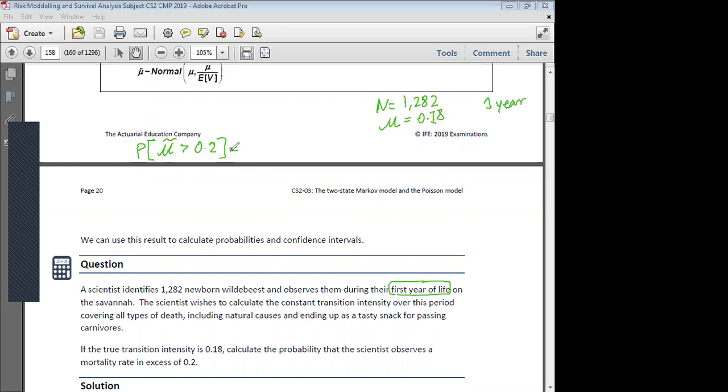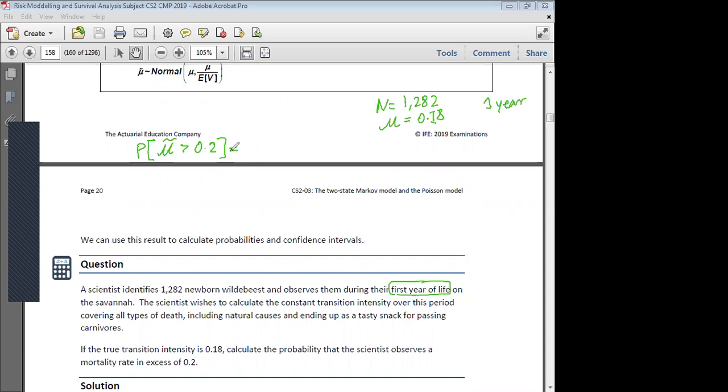What else should we know? Distribution of mu. Exactly right. So we should know the distribution of mu, and we don't have to derive this again. We can easily assume that it's normal and its expectation is mu, which is given to us, so 0.18. But to figure out its variance, what do we need? We need mu and the expectation of V, right? So we'll have to calculate the expectation of V now.